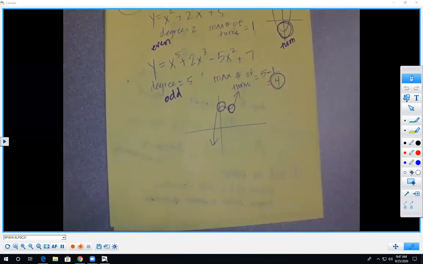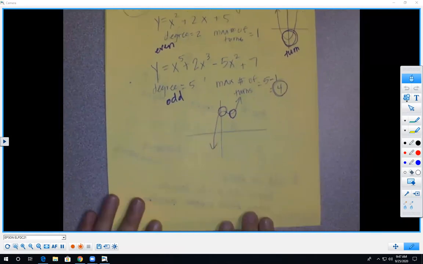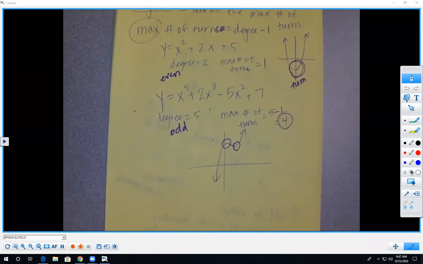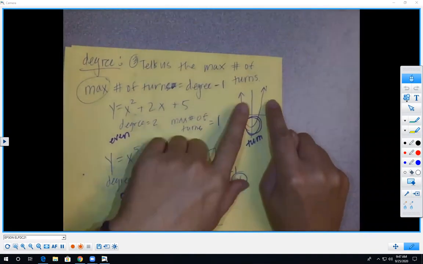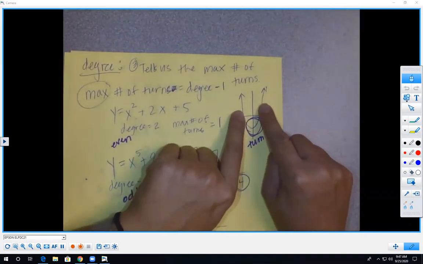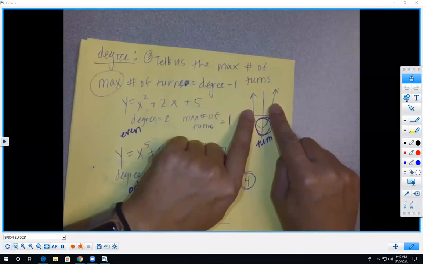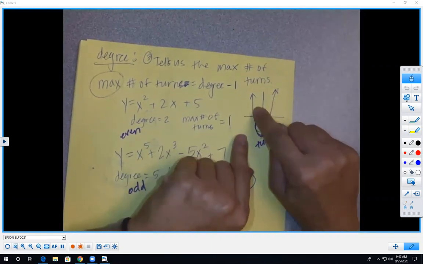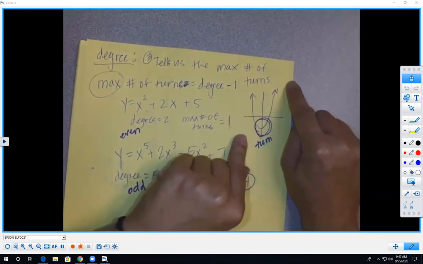Does that make sense? Okay, the last thing I want to talk about is even and odd. I wish we had a little bit more time for this. I probably should have spent more time on this part. The idea of even and odd functions talks about the end behavior, and end behavior is your arrows at the end. Look at these 2 arrows. How would you describe those 2 arrows? They're both going up, right? I think the way the book describes it is it rises to the left and rises to the right.